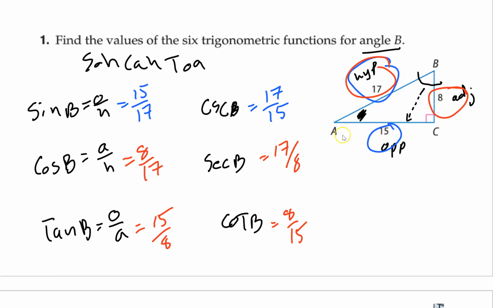By the way, if I would have done it for A, let's look at what sine of A is. Well, sine of A changes the whole board now, right? Now 8 is opposite. Hypotenuse is still 17 though, because that doesn't change. Sine of A would just be cosine of B. It makes sense. This is opposite for A. When you're talking about B, that's adjacent over hypotenuse. That's the idea.